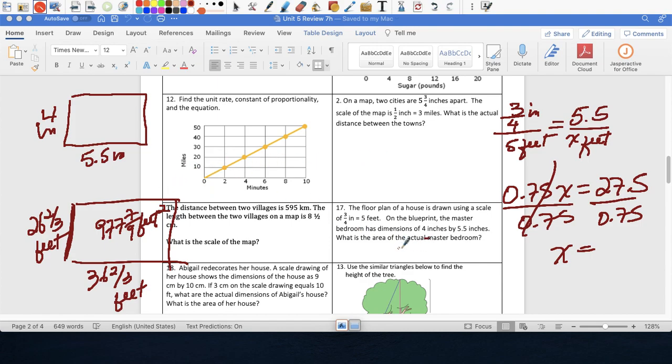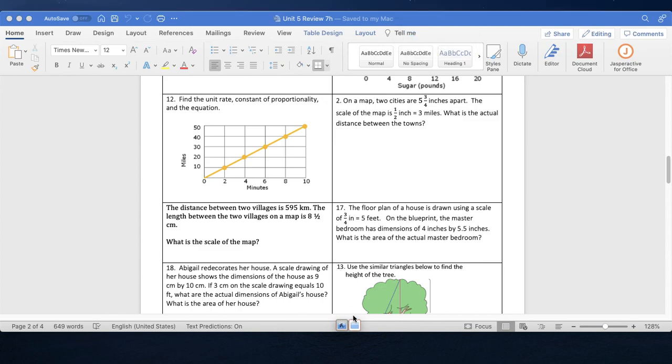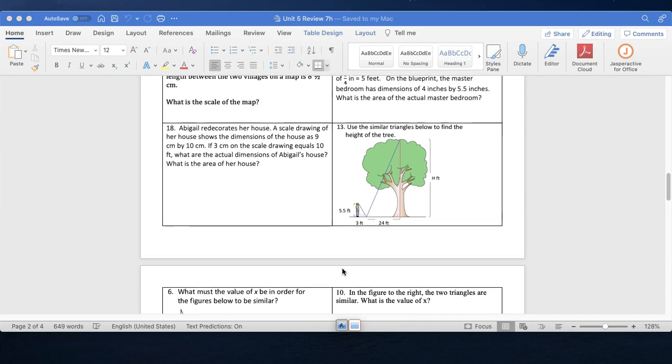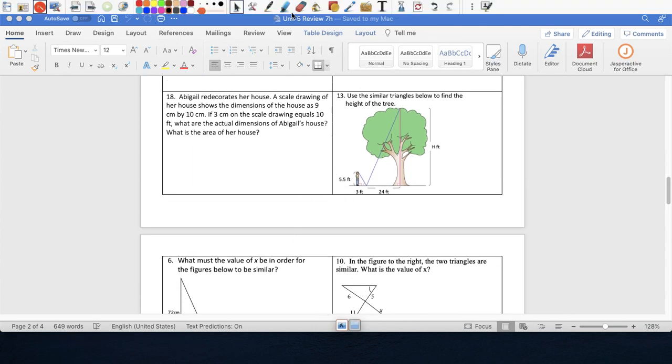Well, it says actual master bedroom, so the master bedroom usually has the bathroom inside, the walk-in closet. Oh my god. Well, so it could be. That's bigger than most one-bedroom or two-bedroom apartments in New York City.